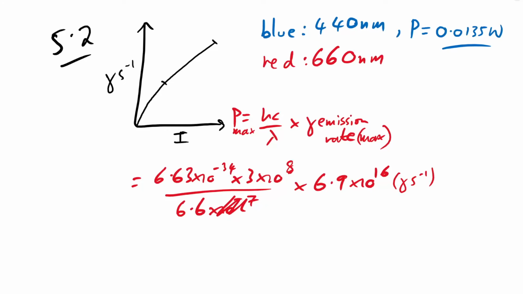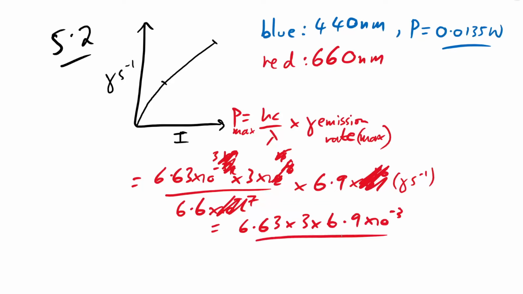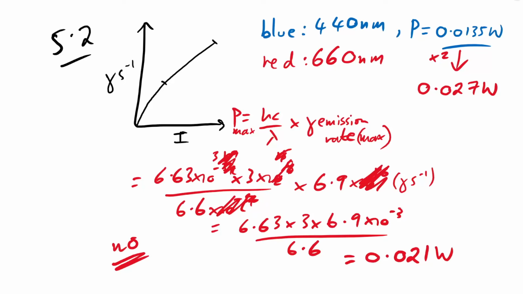Let's tidy up some powers of 10 again, so that was 15, so that ended up being minus 19. Then we have, oh yeah, it ended up being minus 3, didn't it? Of course. So that's just 6.63 times 3 times 6.9 times 10 to the minus 3, divided by 6.6. What does this end up being? 0.021 watts. And so doubling this is equal to 0.027 watts. So no, not possible.